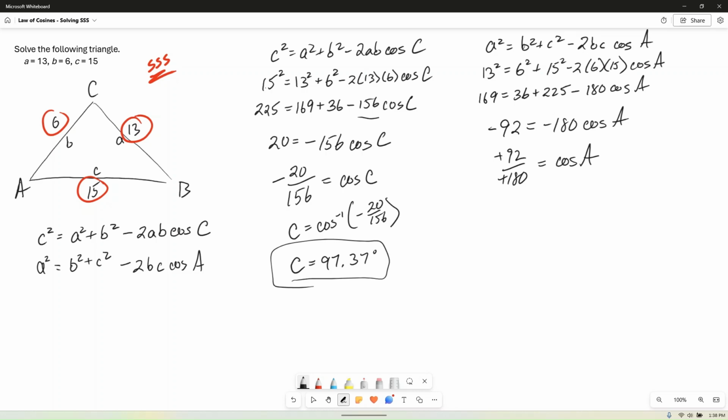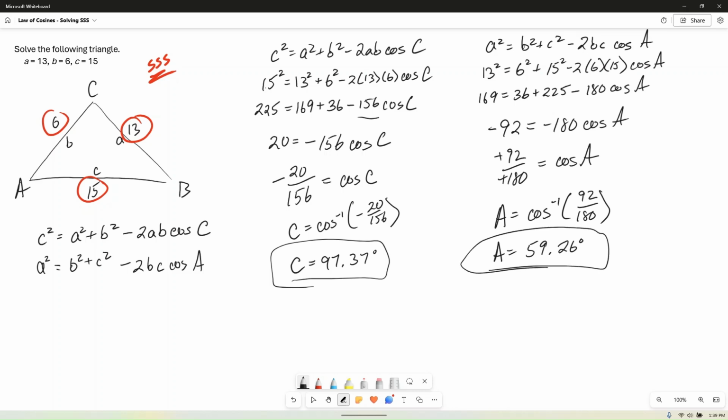And so I need to get A isolated. I need to take the inverse cosine. So we're looking at the inverse cosine of a positive 92 over 180. And that results in an angle of A equal to 59.26 degrees. Okay, so I know angle A and angle C.